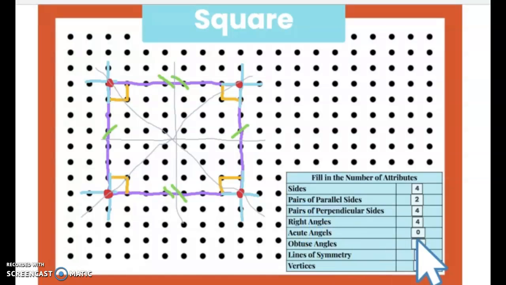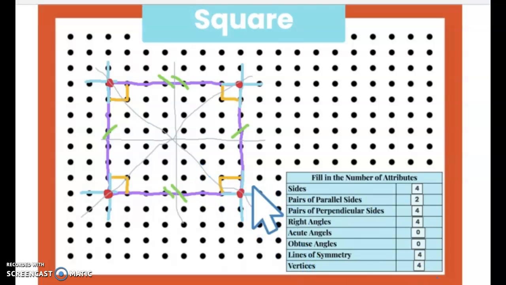There are no acute angles. There are no obtuse angles. There are 4 lines of symmetry. 1 vertical, 1 horizontal, and 2 diagonal. So 4 lines of symmetry.